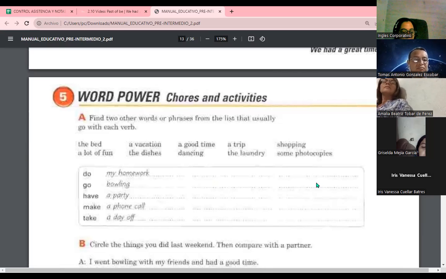a lot of fun, ¿qué hago? Do a lot of fun, o go a lot of fun, o have a lot of fun. Have a lot of fun, o sea, have a lot of fun. Okay, vacation. Go on vacation.